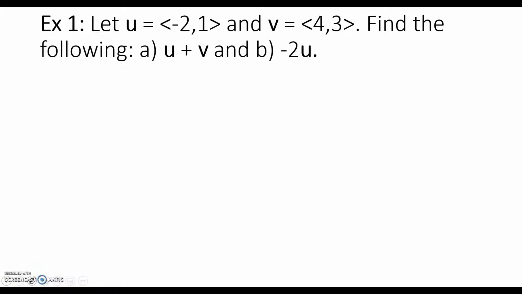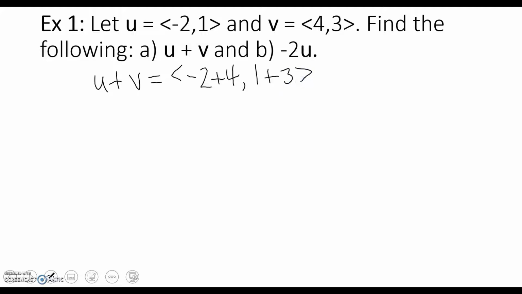So let's first find u plus v. In order to find u plus v, we will have to add negative 2 plus 4, and we will have to add 1 plus 3. So u plus v would be equal to (2, 4). That is how we would define u plus v. All right, so that's part A.